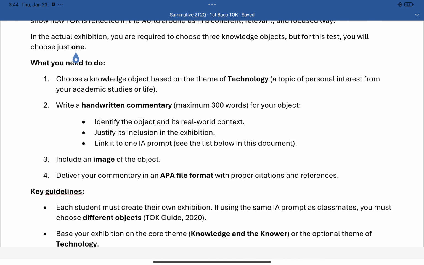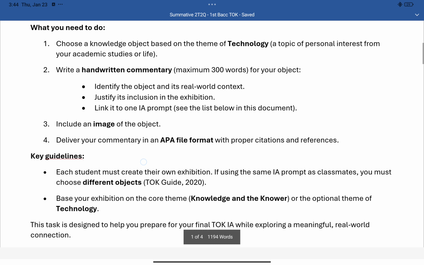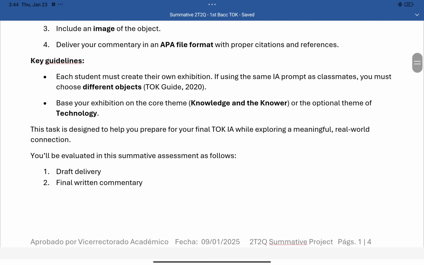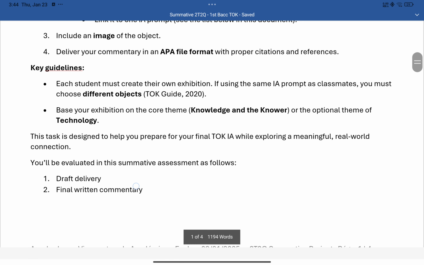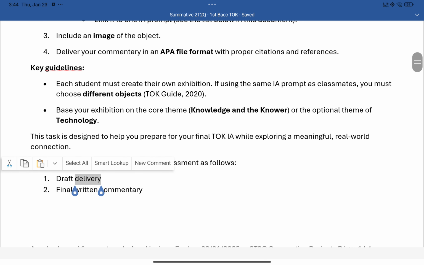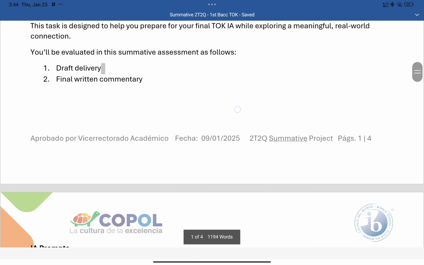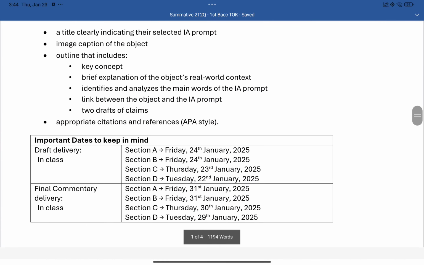Well, the final delivery is the handwritten commentary, which is for next week, around 29 January. Right now we're on January 23, as you can see here. Let's talk about the first step, which is something that you should deliver this week. On the 23rd, you have to deliver the draft, so let's talk about the draft directly.